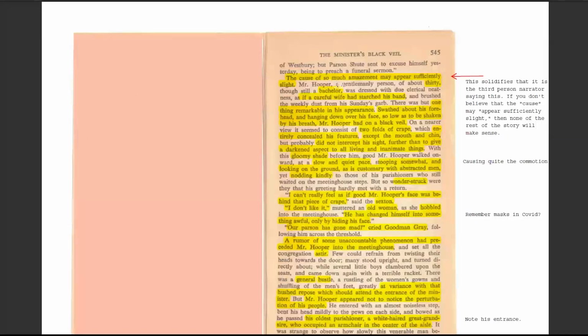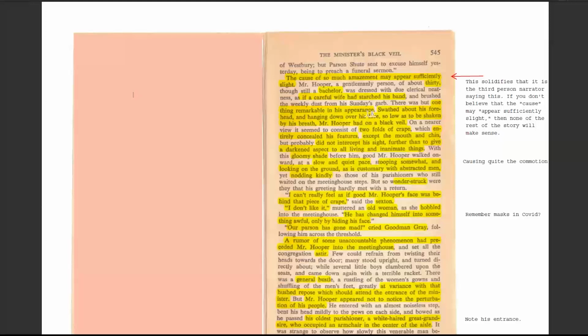So the cause of so much amazement, what kind of amazement? Over the face of the preacher, Hooper, may appear sufficiently slight. Sounds like it's not a big deal, says the third person narrator. "Mr. Hooper, a gentlemanly person of about 30, though still a bachelor, was dressed in due clerical neatness, as if a careful wife had starched his band and brushed the weekly dust from his Sunday garb." So he's dressed very well, but he's not married.